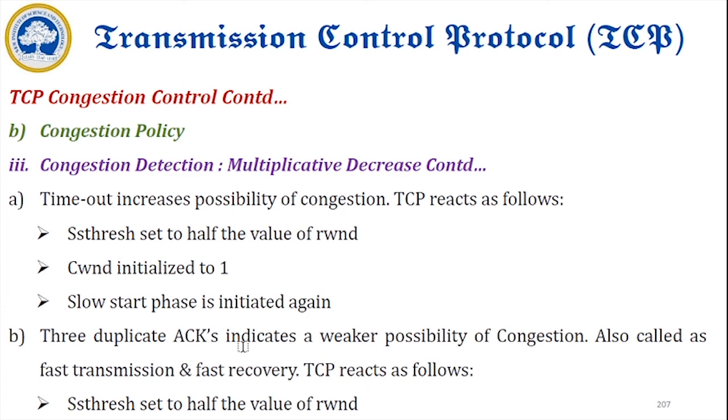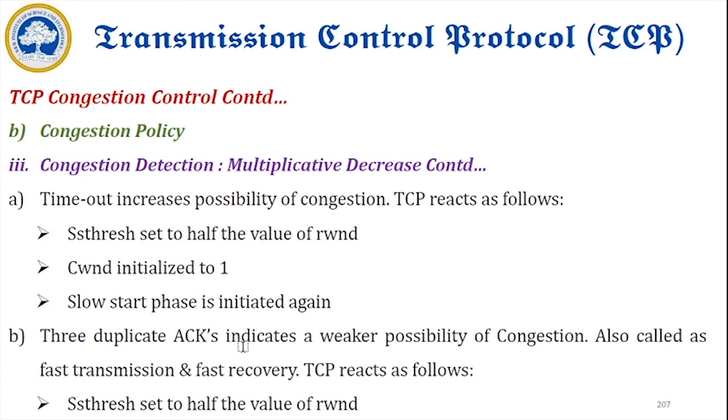Now the second case is that if three duplicate acknowledgements are received, then there is a weaker possibility that congestion might have occurred. So in this case, what TCP does is that it will set the value of the threshold again to half of the current window size, and it will set the congestion window to the value of the threshold. This will make the TCP start with the congestion avoidance phase.